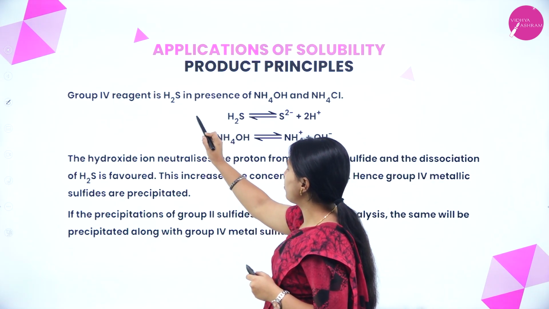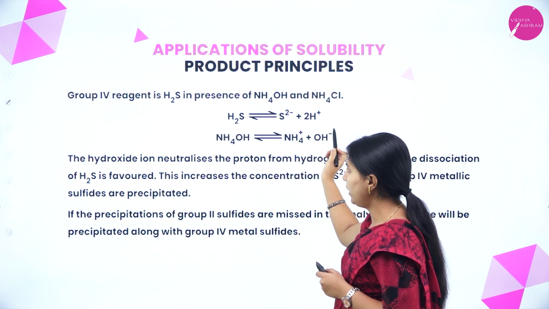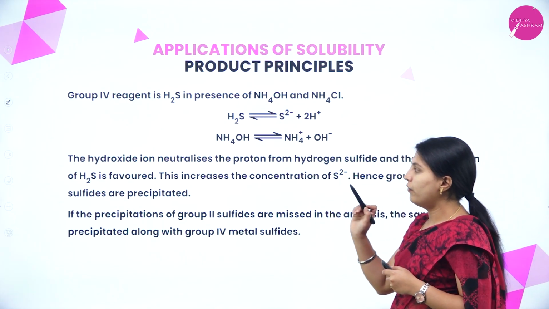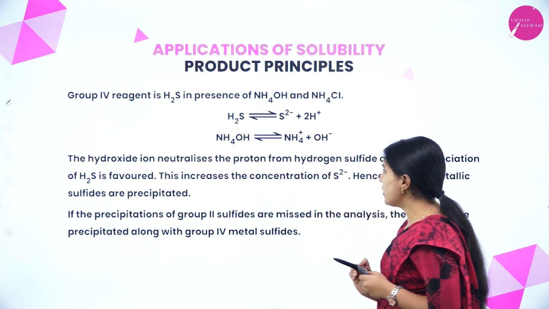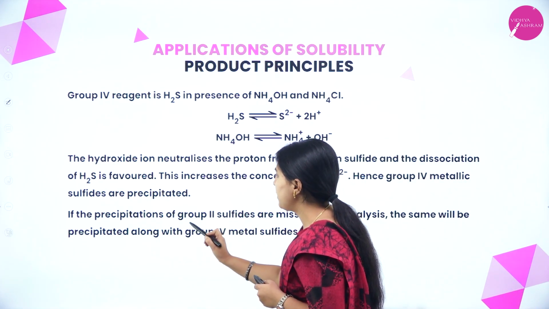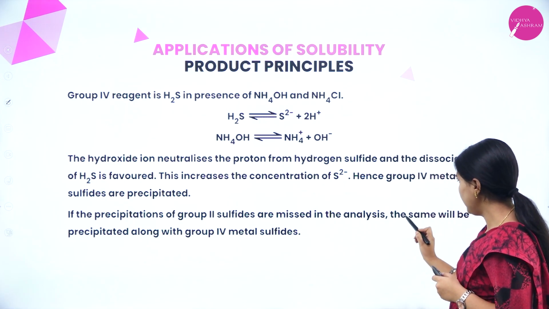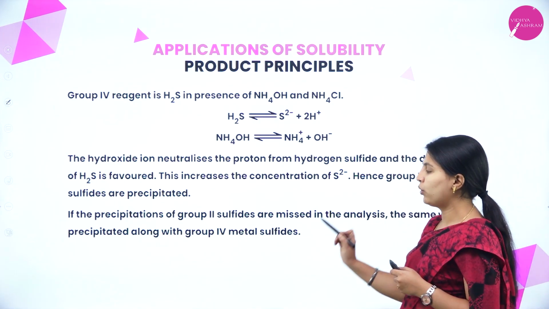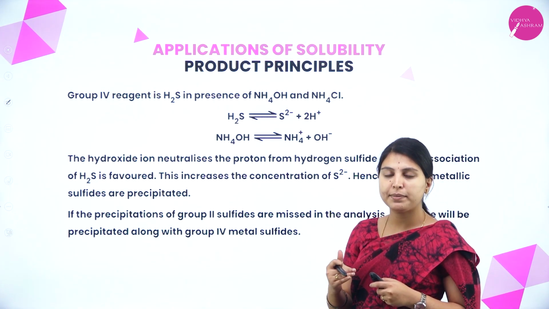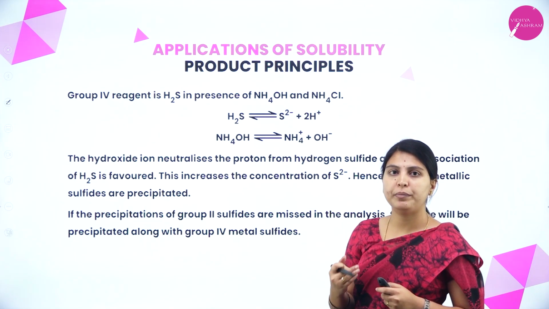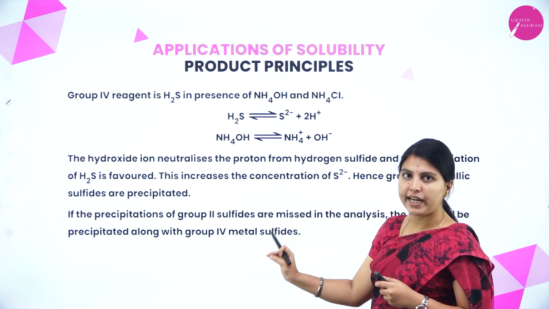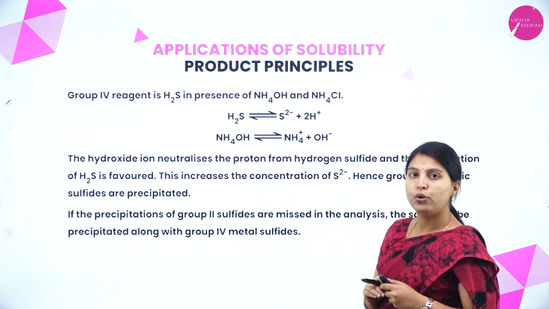Group 4 reagent is H2S in presence of ammonium hydroxide and ammonium chloride. The hydroxide ion neutralizes the proton from hydrogen sulfide and the dissociation of H2S is favored. This increases the concentration of S2 minus, hence group 4 metallic sulfides are precipitated. If the precipitation of group 2 sulfides is missed in the analysis, the same will be precipitated along with group 4 metal sulfides. You know these things from salt analysis. If one group has been missed, then automatically in the next group you will find these radicals. Generally if you miss group 2, it will be available in group 4.